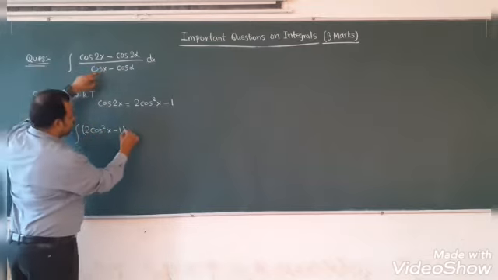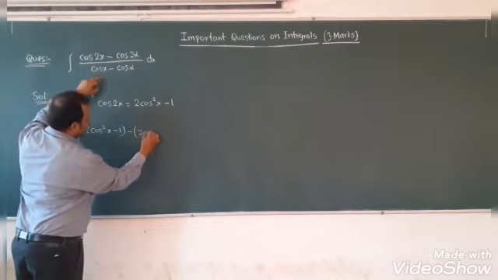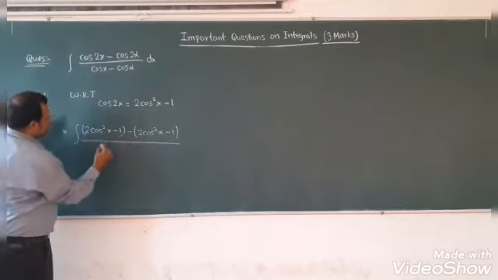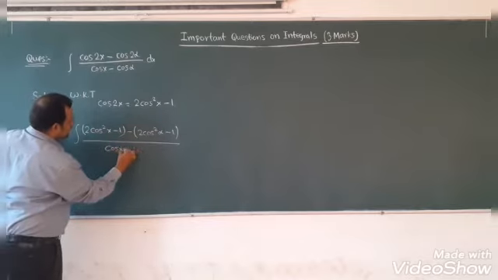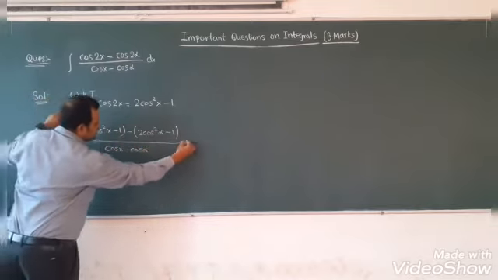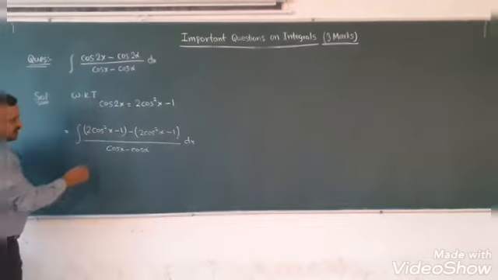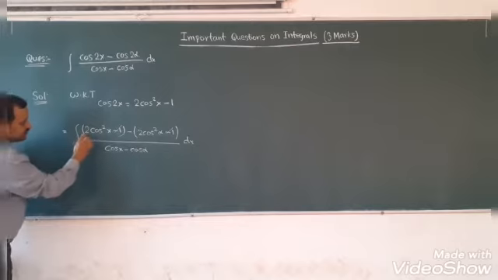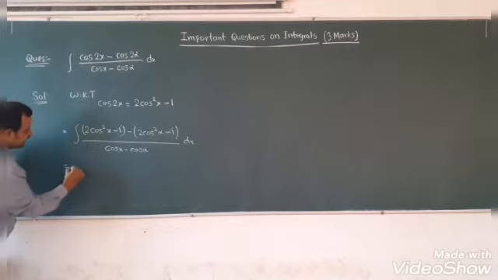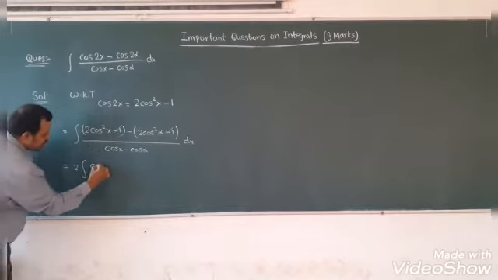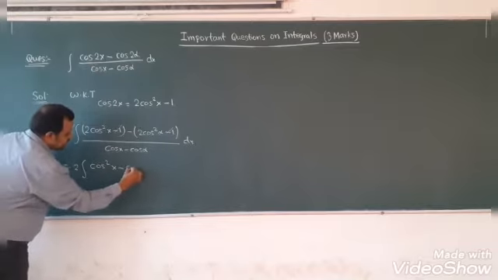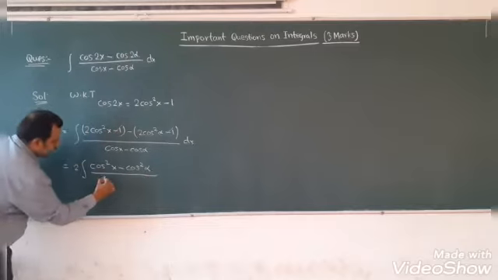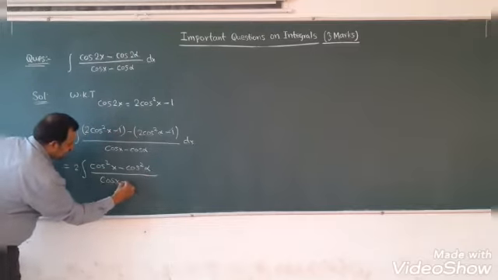Again apply the formula here: minus (2 cos square alpha minus 1), divided by cos x minus cos alpha, dx. Now this minus 1 and this minus 1 cancel. So 2 is here, 2 is here, 2 we can take outside. What you will get is cos square x minus cos square alpha divided by cos x minus cos alpha dx.